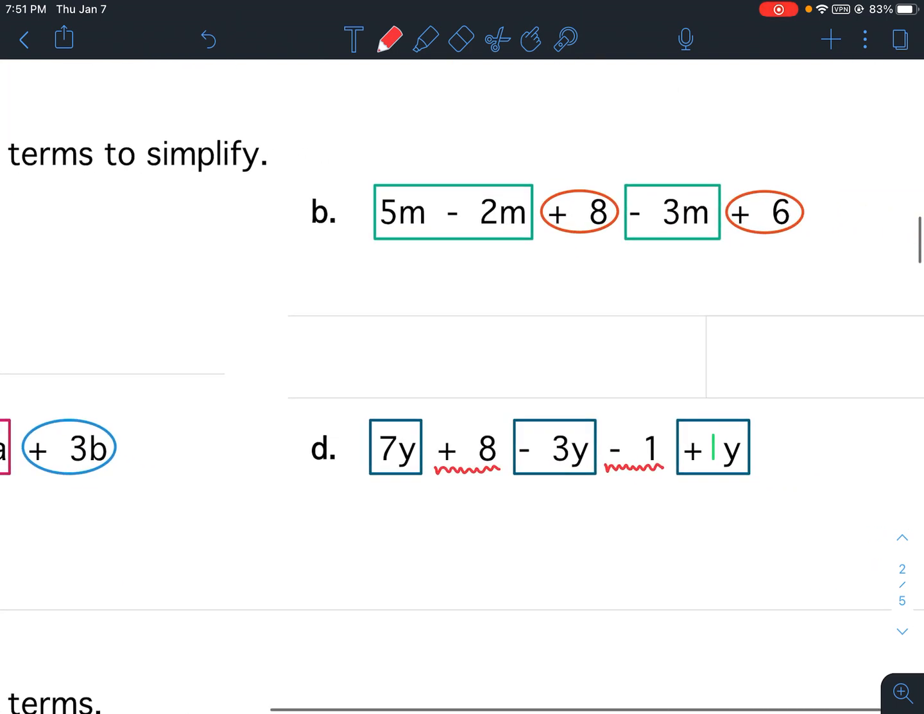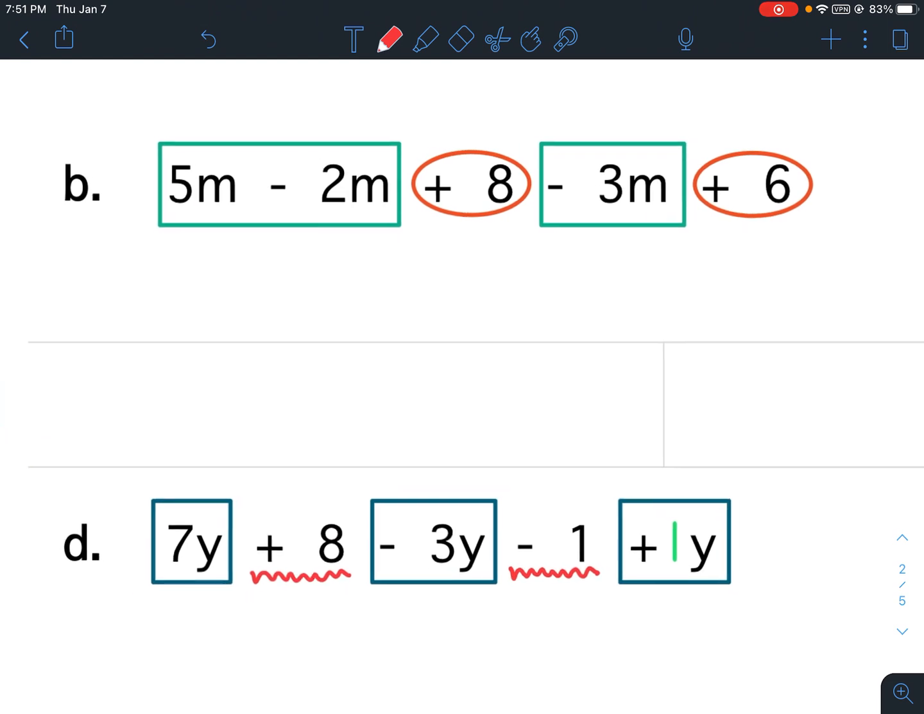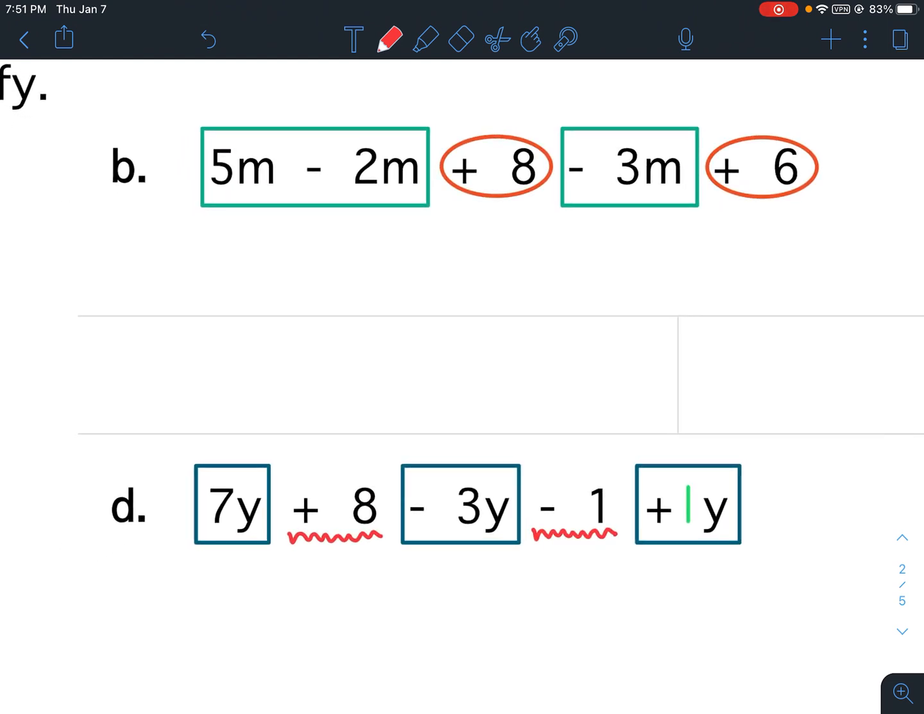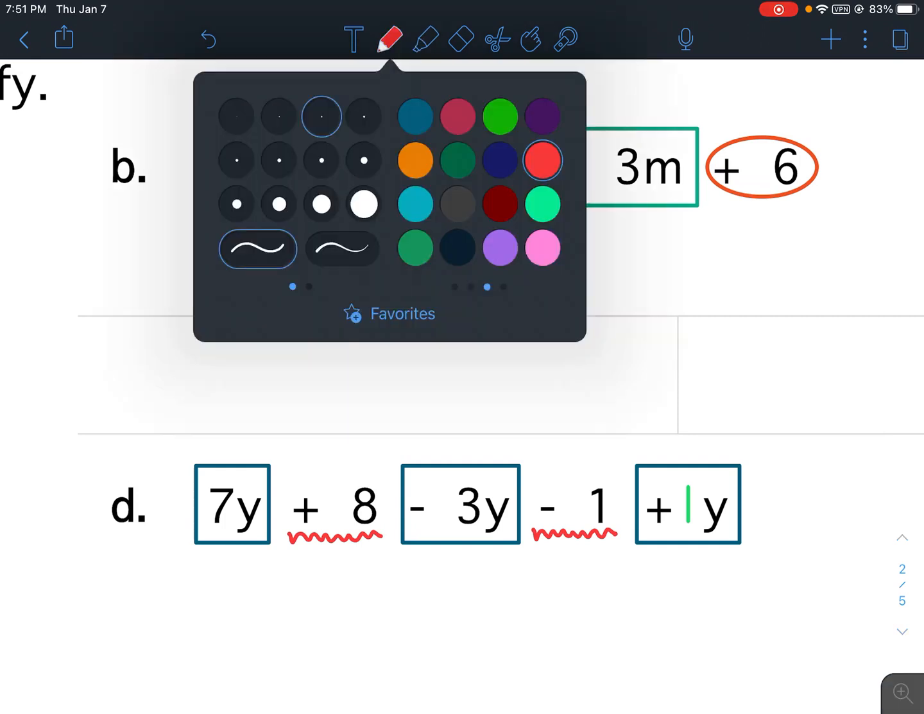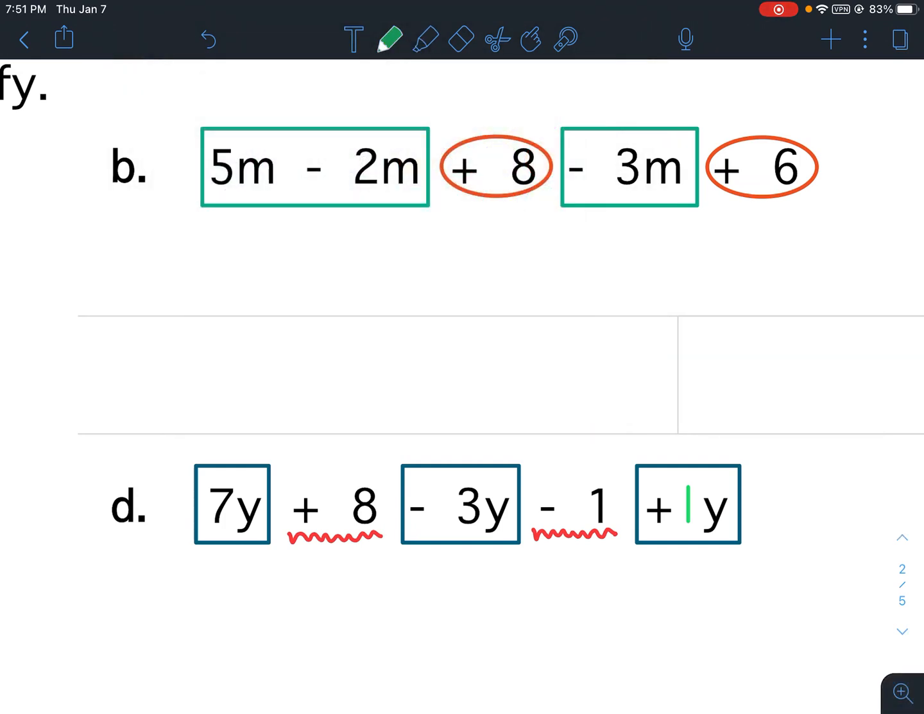For B, you'll notice that I boxed my m terms and then I circled my constant terms. I boxed the m terms and circled the constant terms. Pause your video and do so. All right, so 5m minus 2m would be 3m, and 3m minus 3m is 0m.